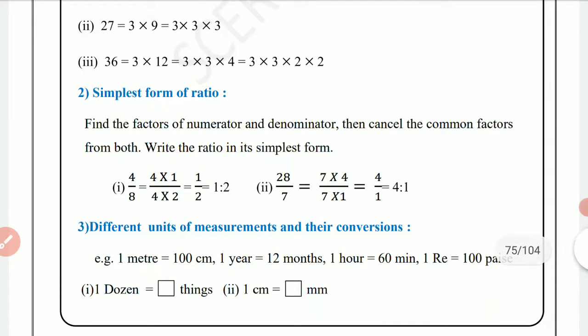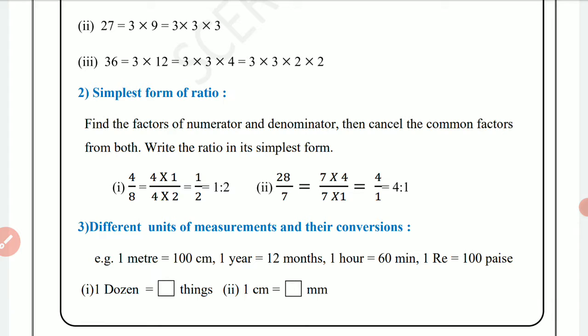Find the factors of numerator and denominator, then cancel the common factors from both and write the simplest ratio. The examples are: 4 upon 8 is the first example. 4 upon 8 will be written as 4 into 1 upon 4 into 2. That is, 4 and 4 are common in numerator and denominator. Therefore 4 is cancelled and it is equal to 1 upon 2. And the ratio is 1:2.